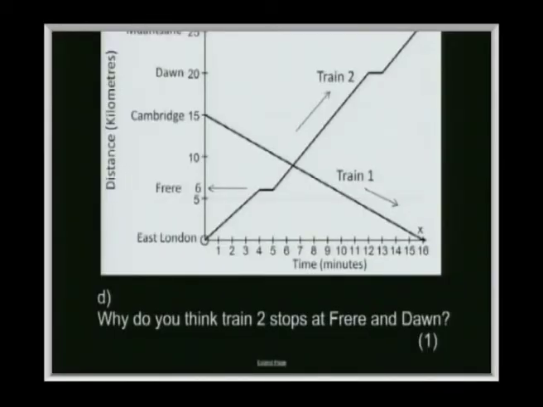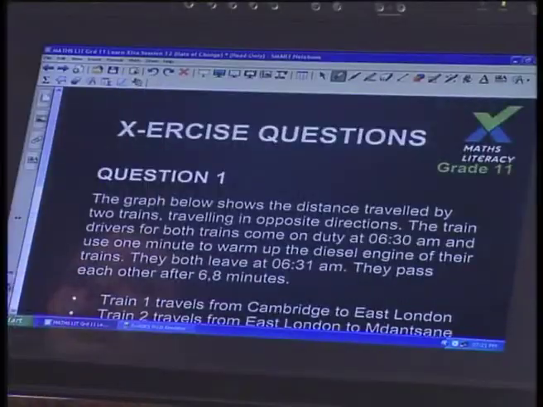D. Why do you think train 2 stops at Frere and Dawn? Well, this one is for your own interpretation, and I'm sure you're going to come up with lots of very creative answers. You might say to refuel, for passengers to get on and off, or you never know. The train might not even be a passenger train, it might be a train for freight, in which case the stops might be to load goods onto the train. But whatever the answer is, I'm sure you'll figure out a very good reason for the trains to stop. This one's for your own interpretation. Let's have a look at the next question.